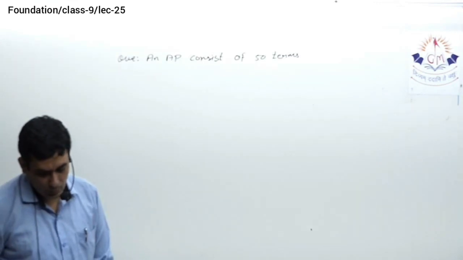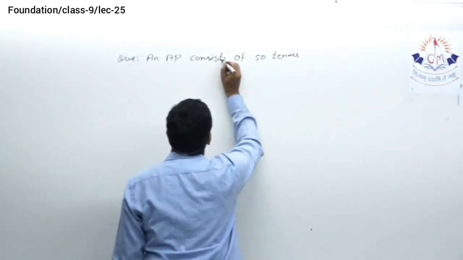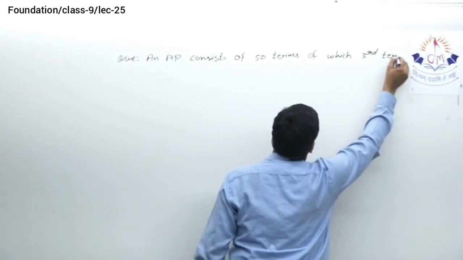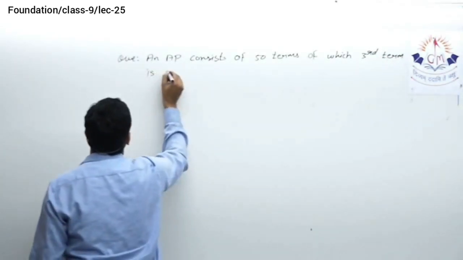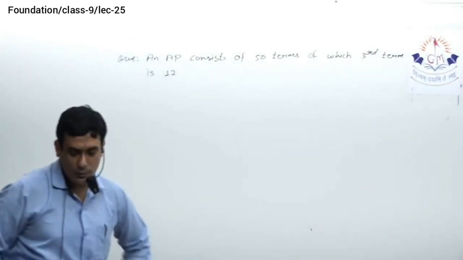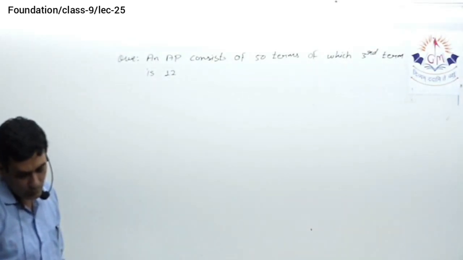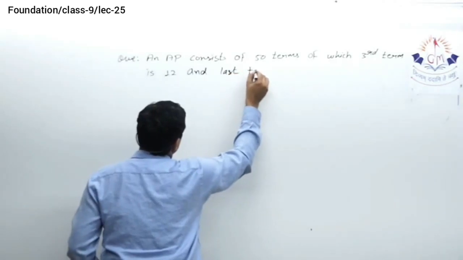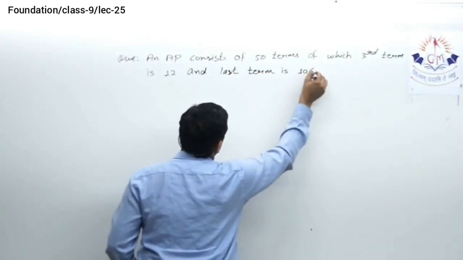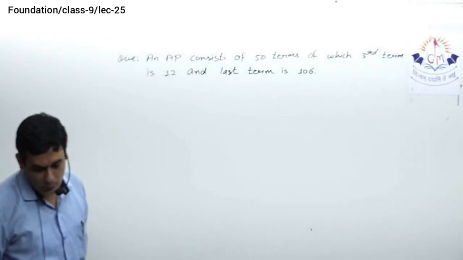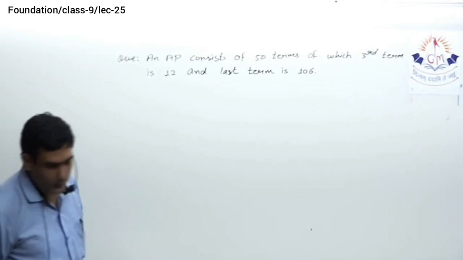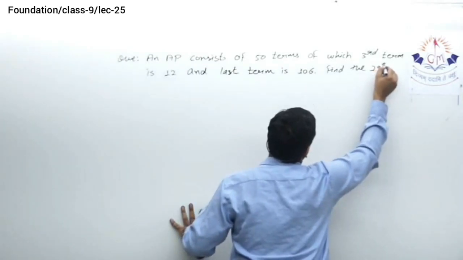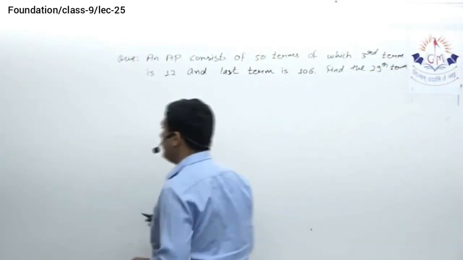An AP consists of 50 terms, of which the third term is 12 and the last term is 106. What you have to find is the 29th term.